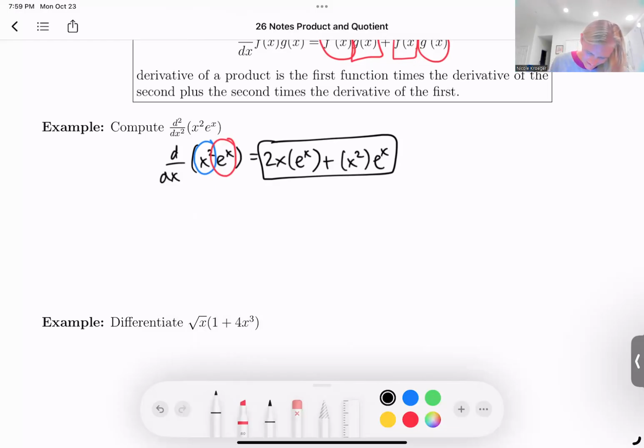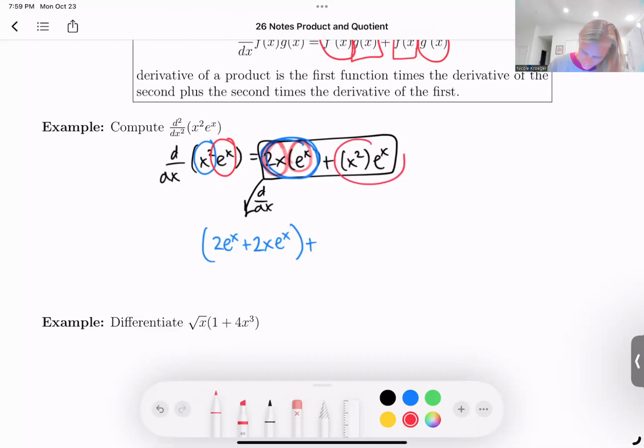So now if I take the derivative of that, on this piece, I'm going to need a product rule because I have a 2x times an e to the x. So let me write this in blue. So the derivative of 2x is 2. I leave the e to the x alone. Then I leave the 2x alone. And I take the derivative of e to the x, which is e to the x. Okay, so that's the derivative of the first piece.